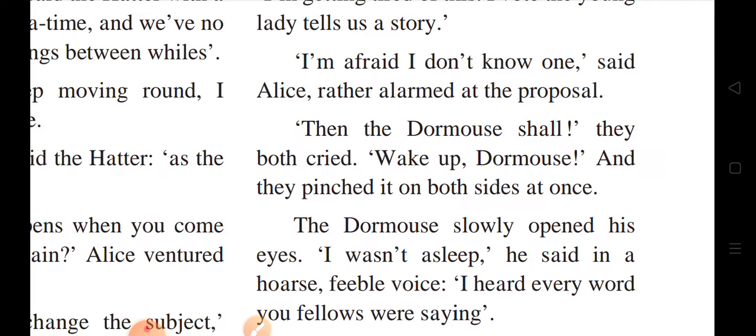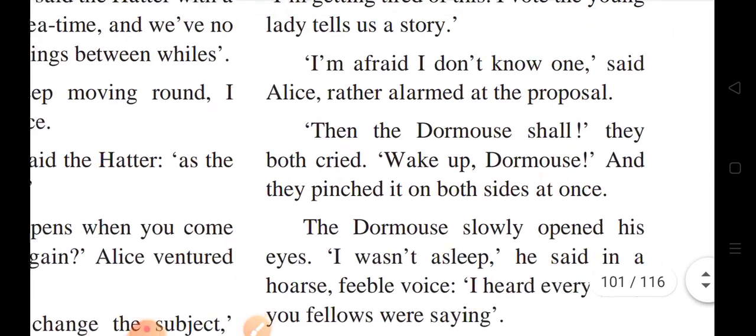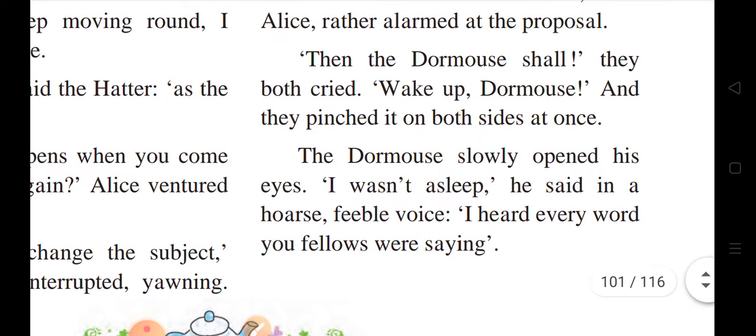Proposal means whatever suggestion the March Hare gave. Proposal over here is suggestion, the suggestion given by the March Hare about telling a story, that Alice should tell a story. She's saying that I'm afraid I don't know any. "Then the Dormouse shall."